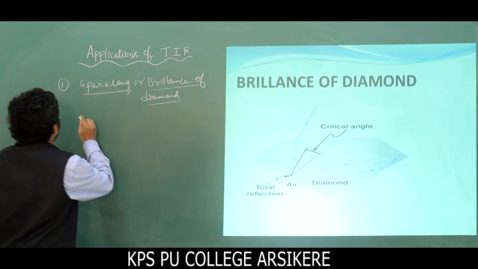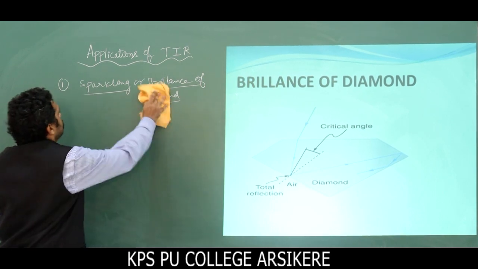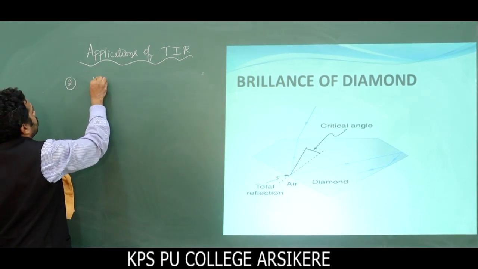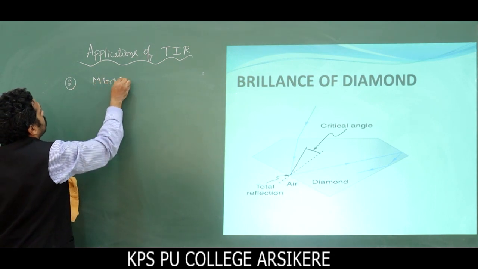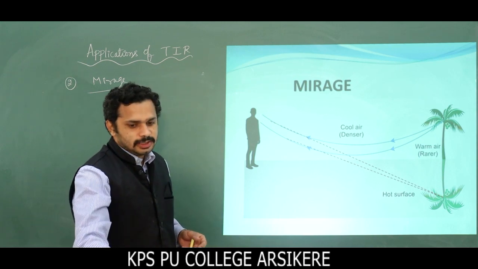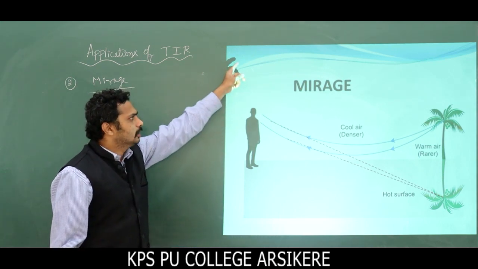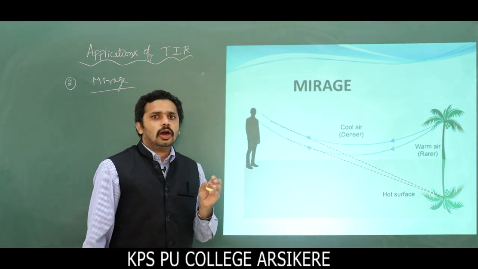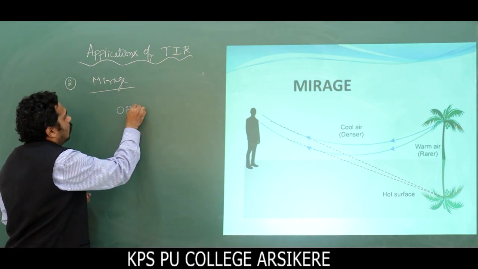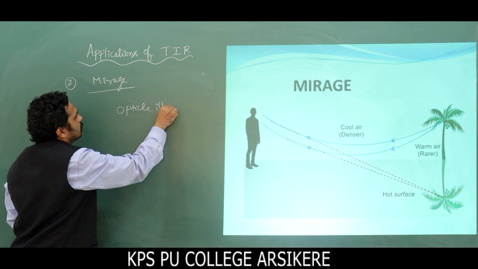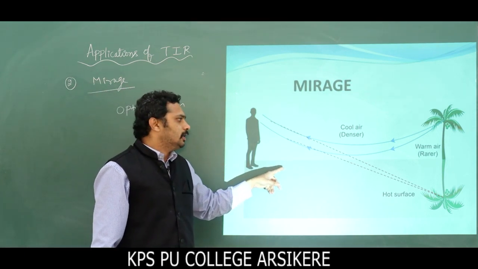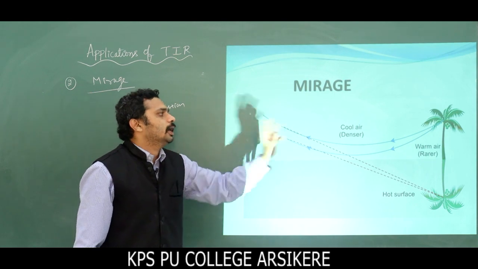The second application is mirage. What is a mirage? A mirage is an optical illusion. It is an optical illusion formed in the hot desert regions due to TIR.